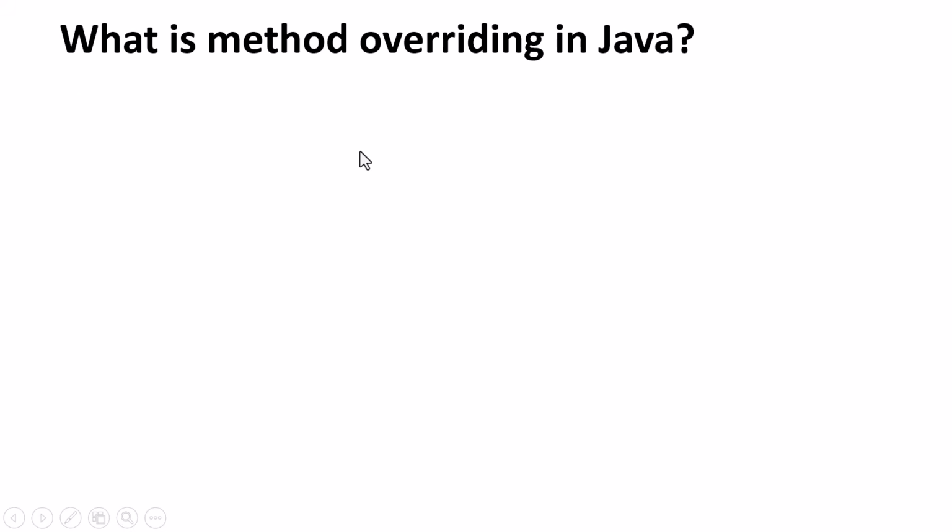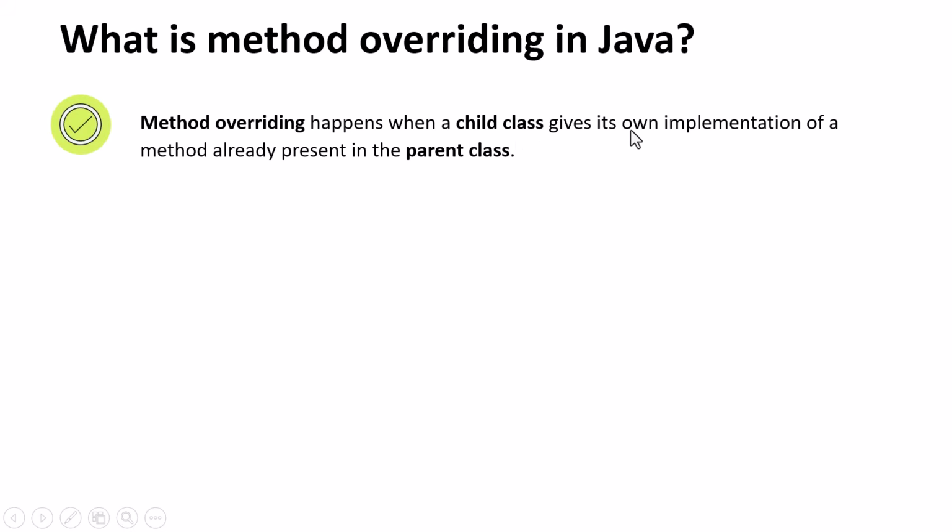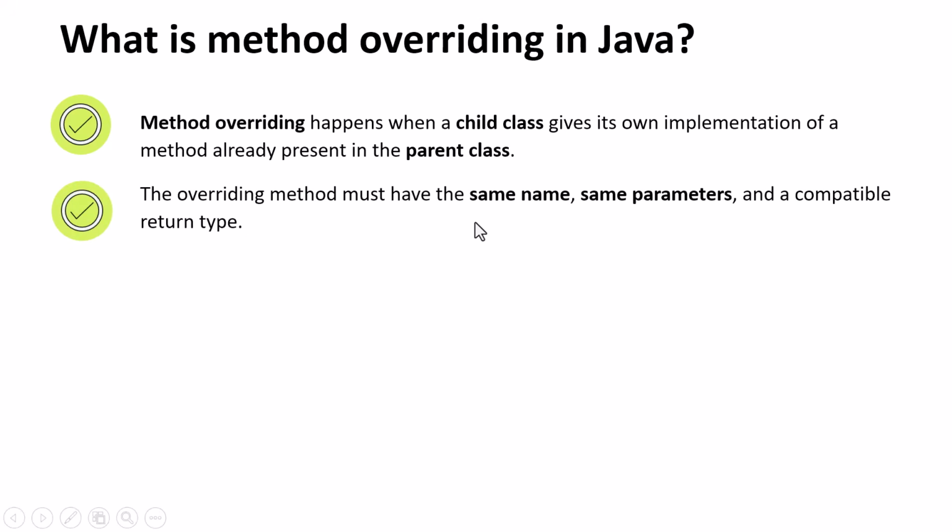Method overriding happens when a child class provides its own implementation of a method that is already defined in the parent class. This is one of the most important OOP interview questions because it is directly connected to inheritance and runtime polymorphism. For method overriding to happen, the child class method must have the same name, same parameters, and a compatible return type as the parent method. In simple words, the child class is redefining inherited behavior in its own way.